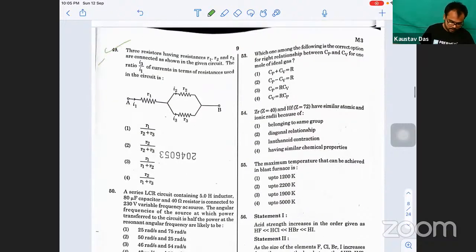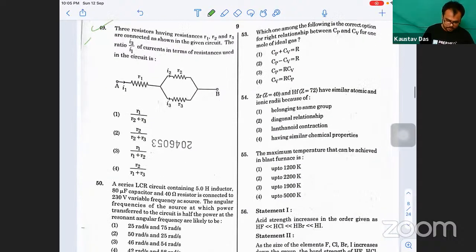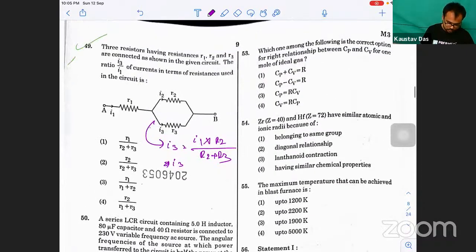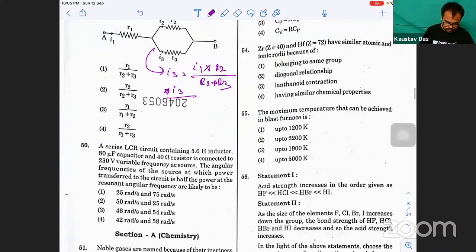Question 49 is given from the sun principle. It's pretty easy to calculate. It is not difficult. I3 is going to be current I1 multiplied by the opposite resistance R2 divided by R2 plus R3. You have to find the ratio of I3 by I1. So I3 by I1 is going to be R2 divided by R2 plus R3. So here we have option number 4 as our correct answer.